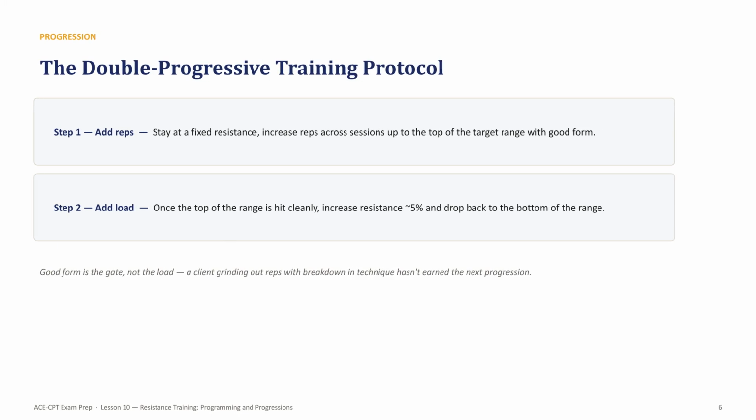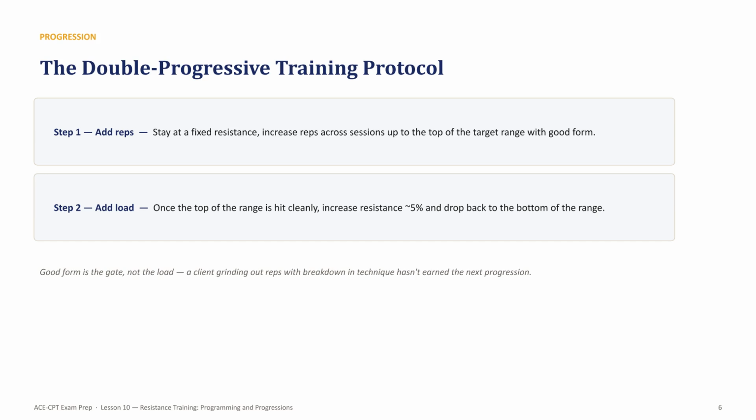This is one of the most important concepts in the whole lesson, so let's slow down here. The double progressive protocol is how ACE structures safe, steady progression for a client, and it happens in 2 steps. Step 1, add reps. The client stays at a fixed resistance, and across sessions, they increase their reps up to the top of the target range, as long as their form stays clean. Step 2, add load.